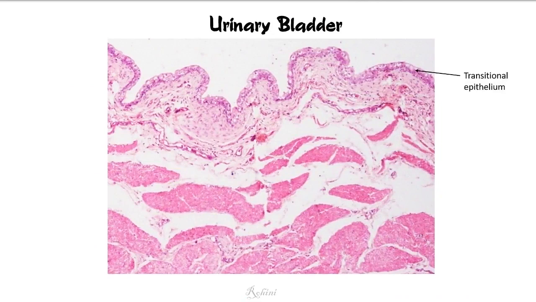The urinary bladder has a thick muscular wall, with inner longitudinal, middle circular and outer longitudinal layer. Here we also see the same epithelium as ureter, the transitional epithelium.